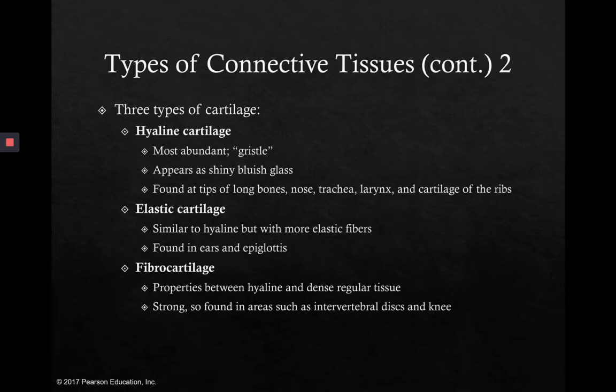The most abundant type is hyaline cartilage. It appears kind of like stained glass without all the separating pieces, and we can find it at the tips of long bones and then along the axis of the body, in the nose, trachea, and larynx, and the cartilage of the ribs. Elastic cartilage is found in the ears and the epiglottis. And fibrocartilage is found in the intervertebral disc, the knee, specifically the meniscus of the knee, and in the pubic symphysis, which is a part of cartilage or a piece of cartilage that attaches the anterior portions of the coxal bones.